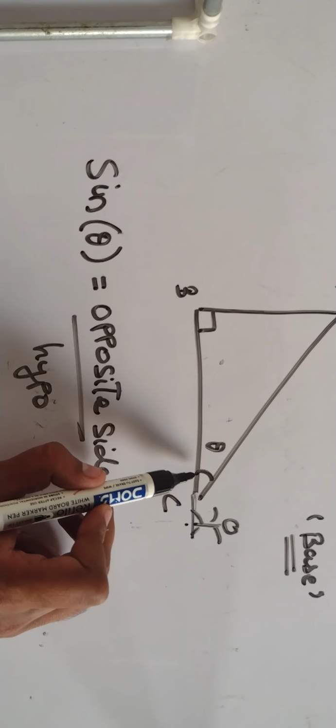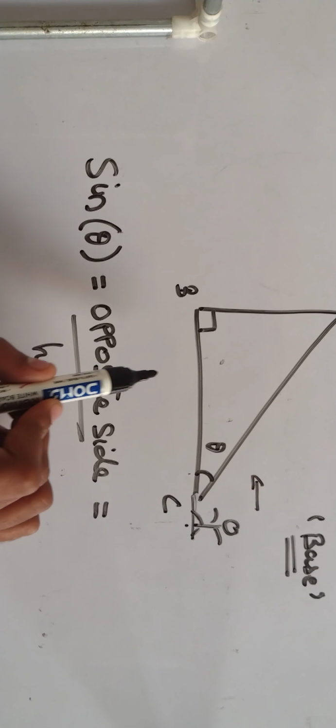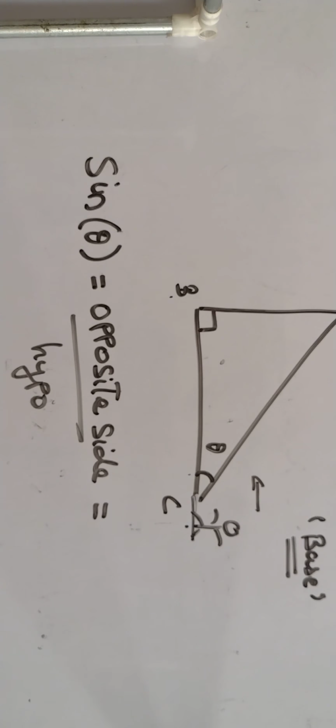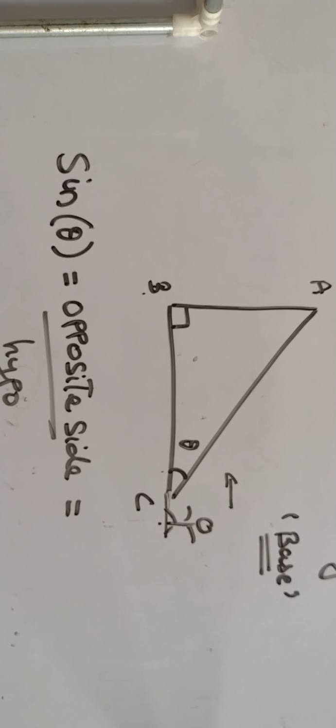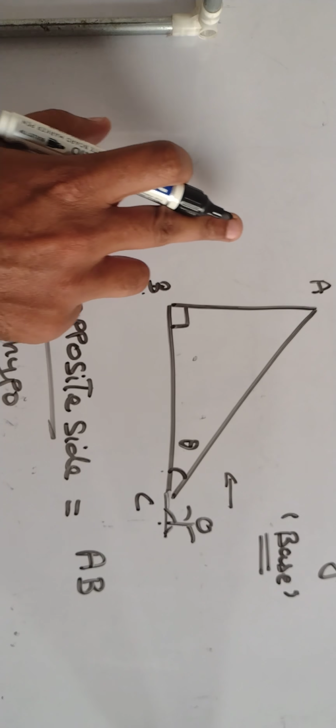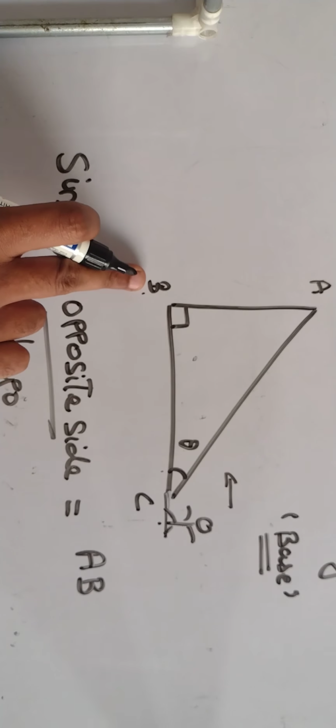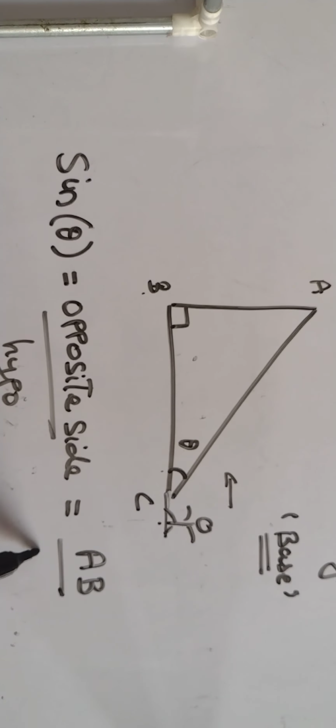You are standing here. Theta is this. Means you are looking in this direction. So here the opposite side is AB. Are you following it? The opposite side is AB. So this is AB. Opposite side will be what? AB. And what is the hypotenuse? Side opposite to 90 degree? AB upon AC.